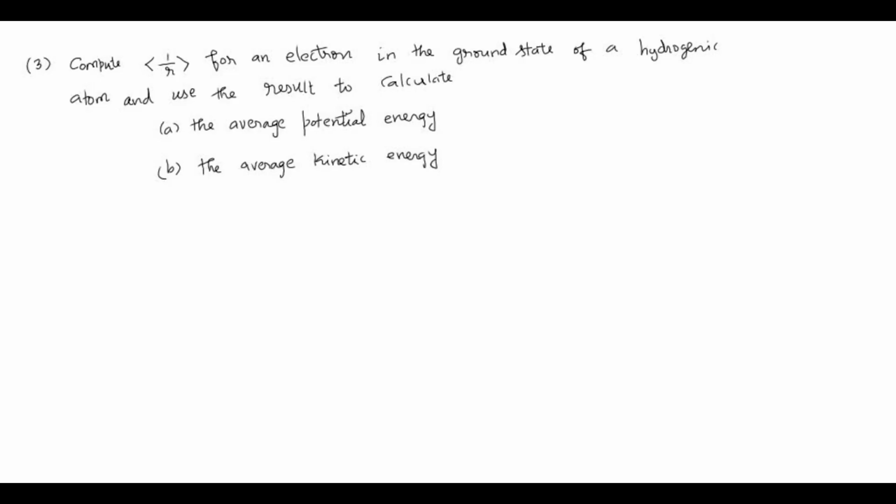This is another problem in a hydrogenic atom. We are supposed to compute the expectation value of 1 over r for an electron in the ground state of a hydrogenic atom, and use the result to calculate the average kinetic energy and average potential energy. So using this result, first let us calculate this result.